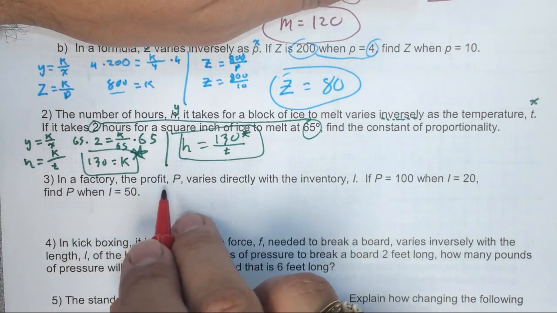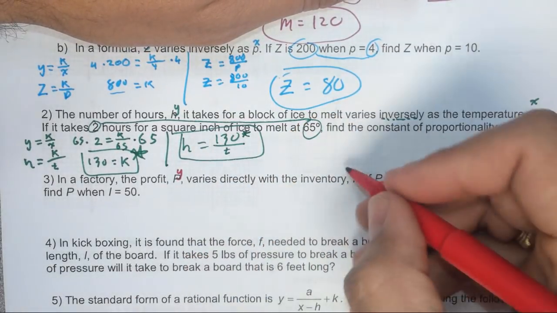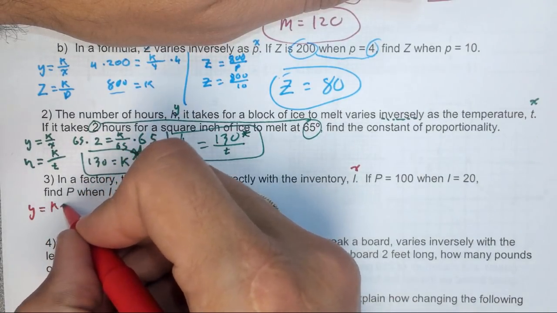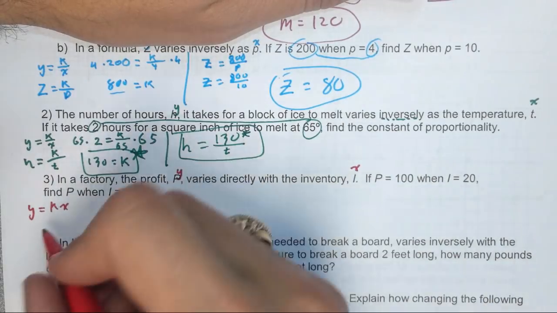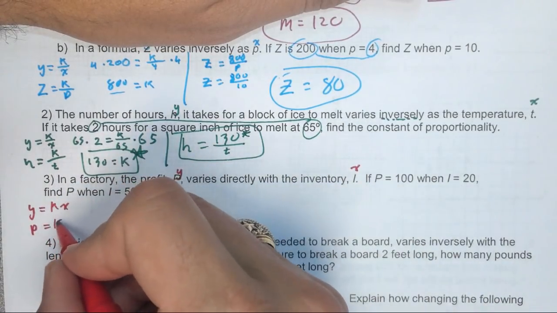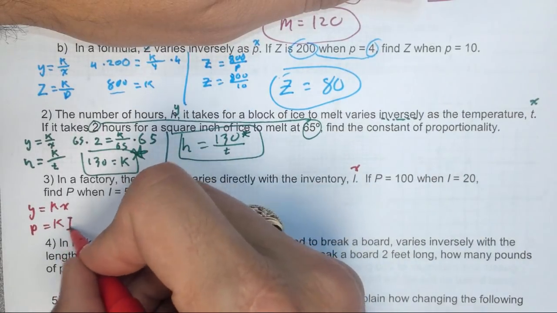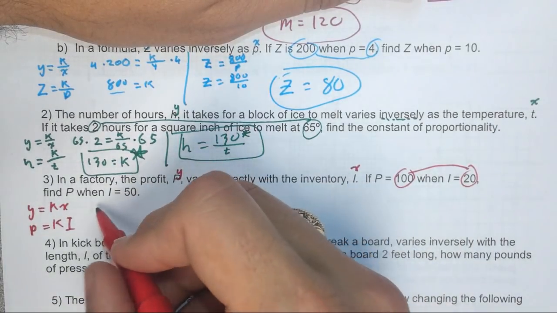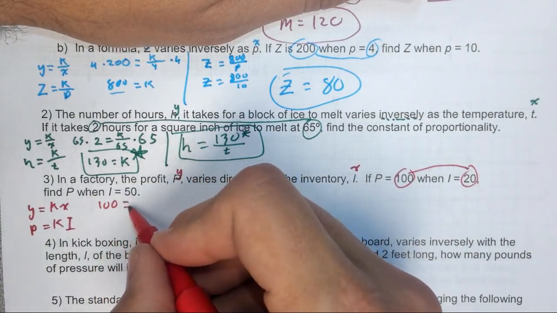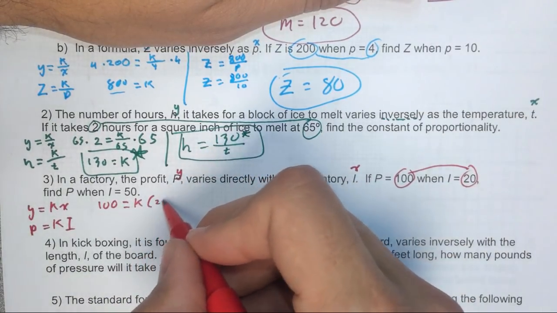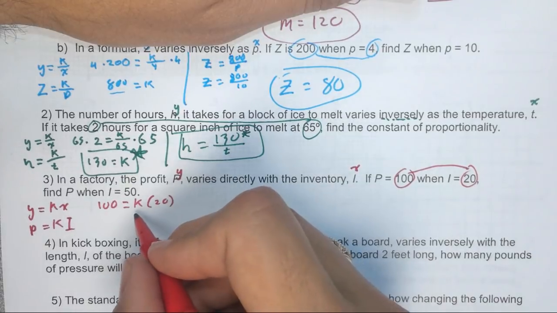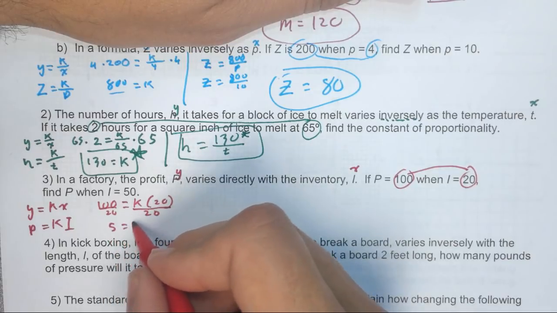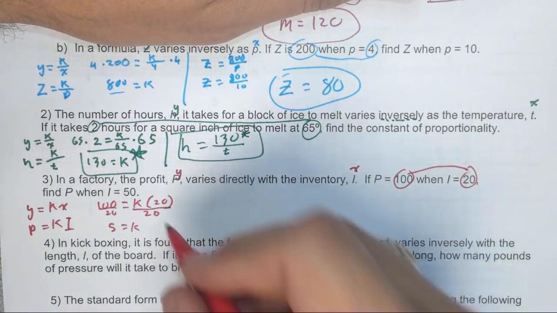Next, we have a factory with a profit that varies directly with the inventory. Direct variation, y equals kx like that. Change it to match our problem. P is equal to kI. P and I, that one matches up. Let's plug them in. P is 100 equals k times I, which is 20. To get rid of that 20, we're going to divide by 20 on both sides. 100 divided by 20 is 5. K is equal to 5.